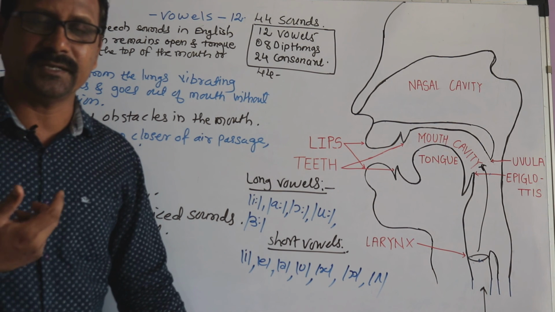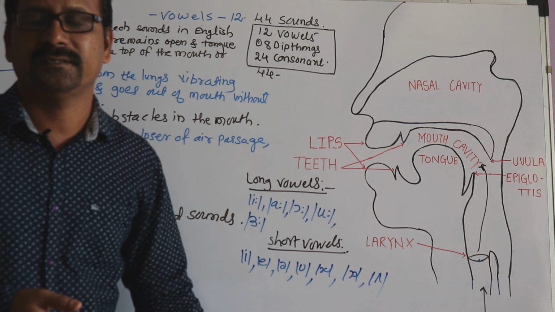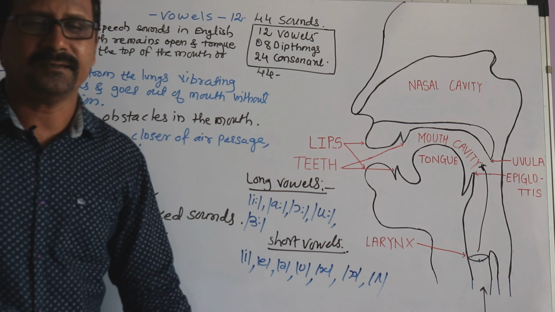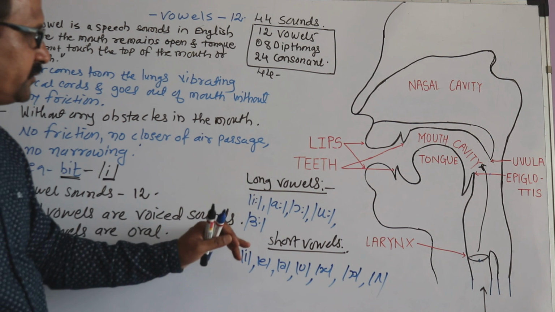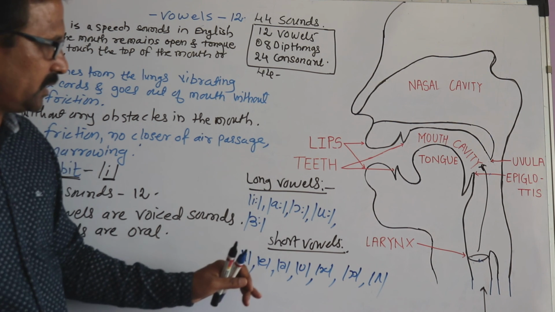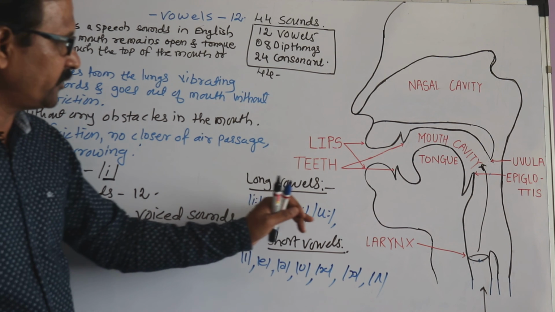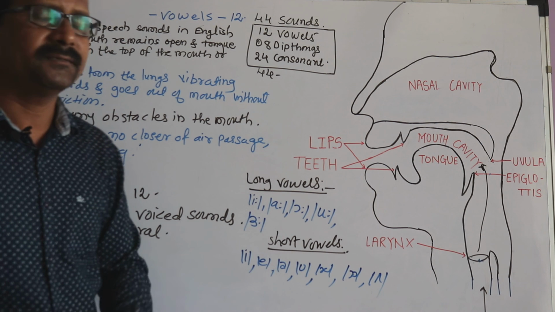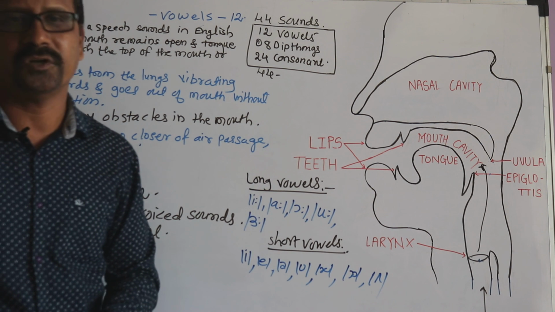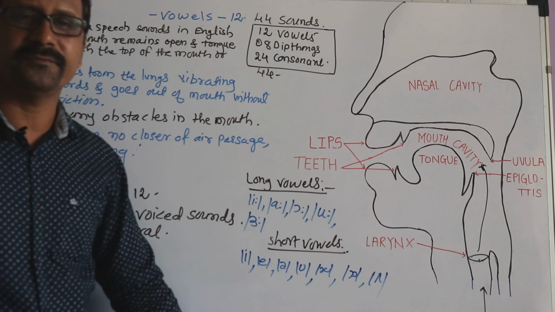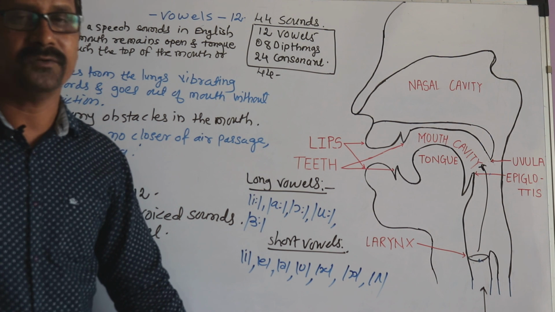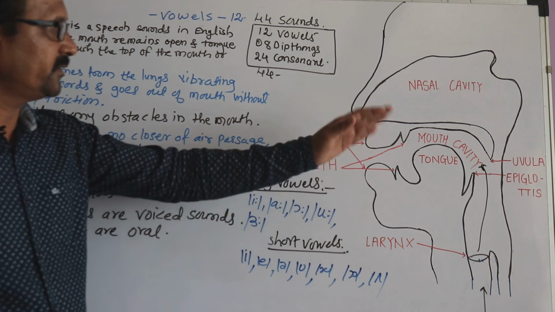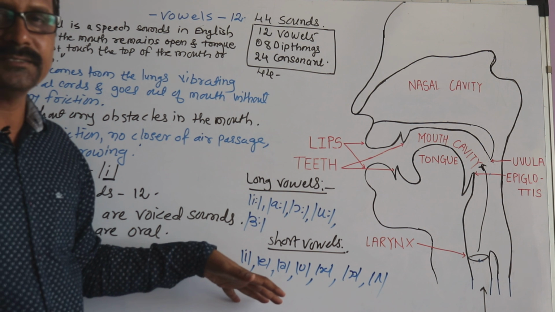As the air comes from the lungs, it goes out of the mouth, and so we have the production of vowel sounds. And then we have some short vowels as well as some long vowels. So a total of 12 vowels are there. Five vowels are the long vowels and the remaining 7 vowels are the short vowels. I think that this is enough. In the next video we will see how the vowels can be compared with the diphthongs as well as the consonants. So friends, this is enough for the vowels.